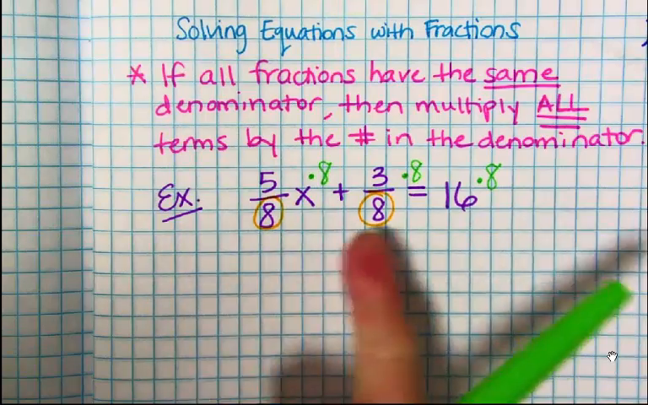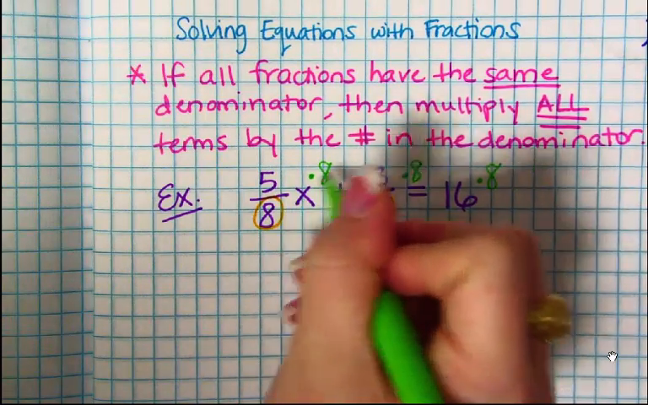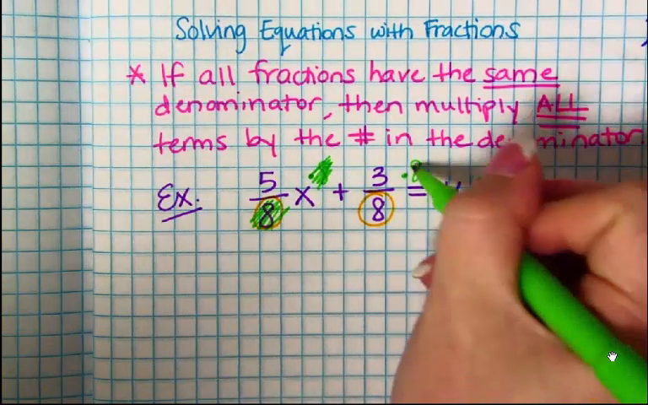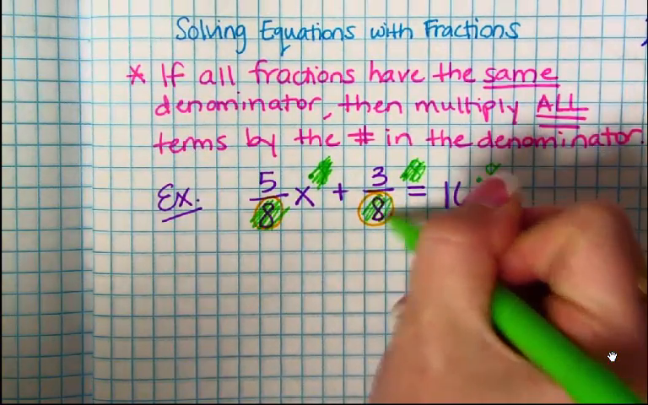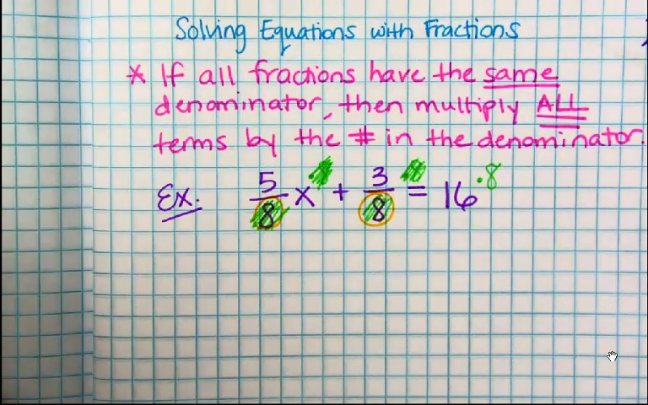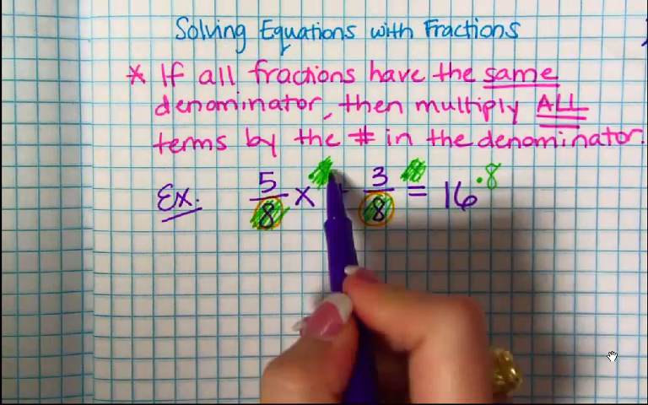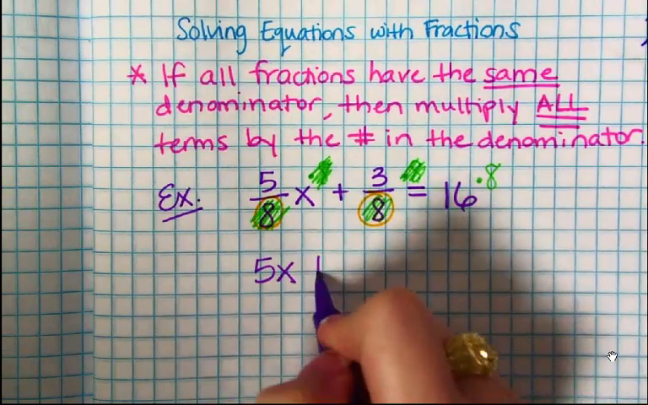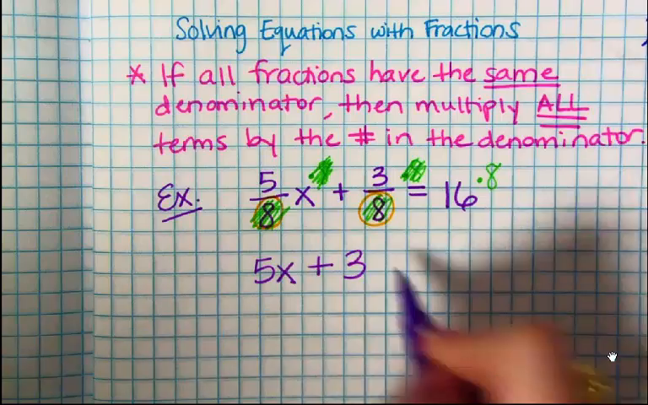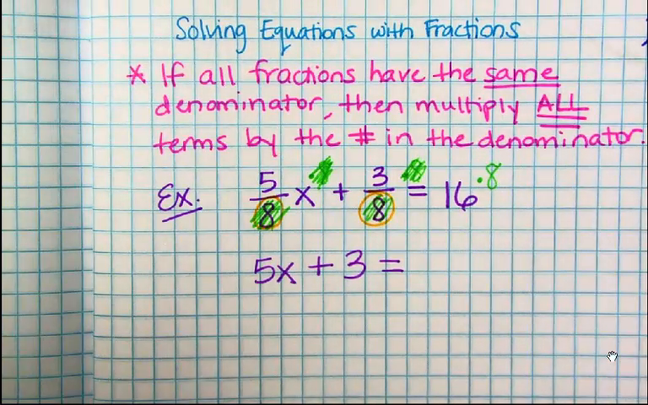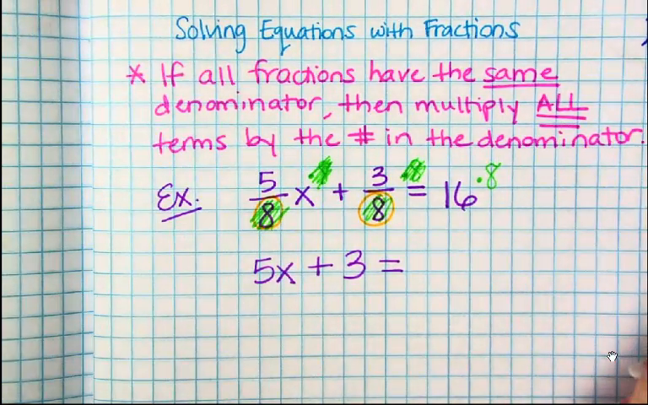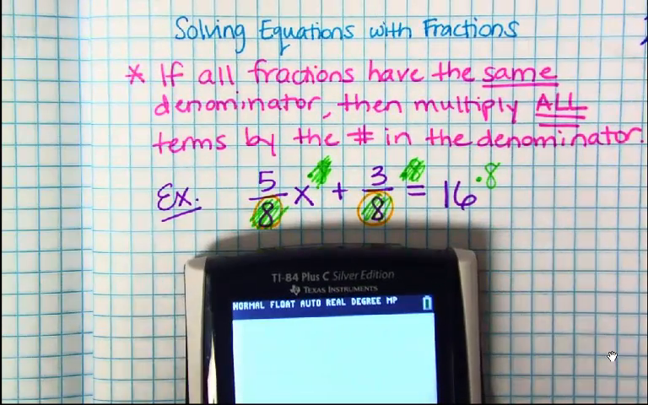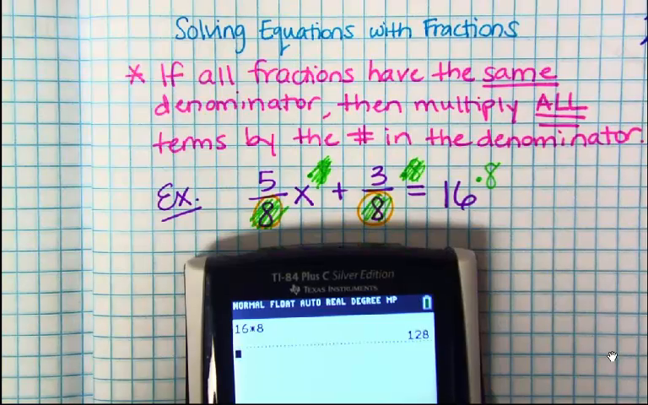What this does for my fractions is it makes the 8's go away. So I can cross out this 8 and the 8 down here, and this 8 and the 8 down here. Now I'm going to write what I have left over. My 8's went away in the first term, which left me with 5x, plus 3 was all that was remaining there. On the right-hand side, I have 16 times 8, which I can do in my calculator, and I get 128.